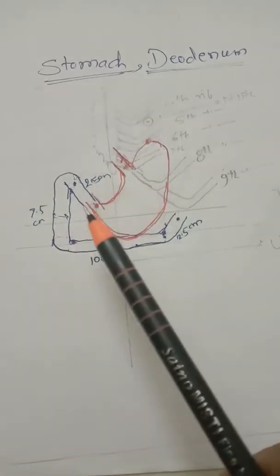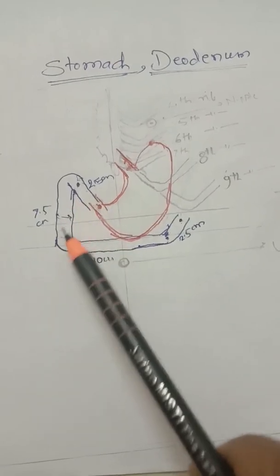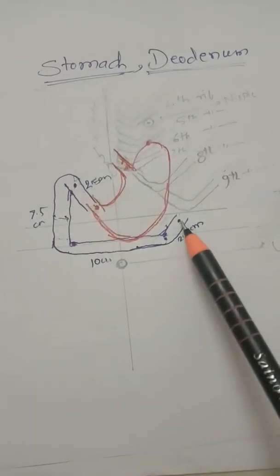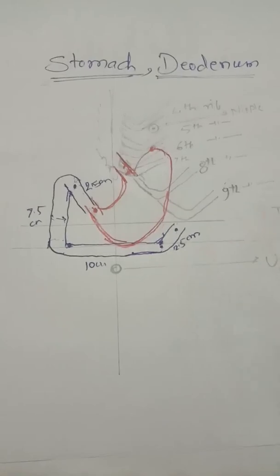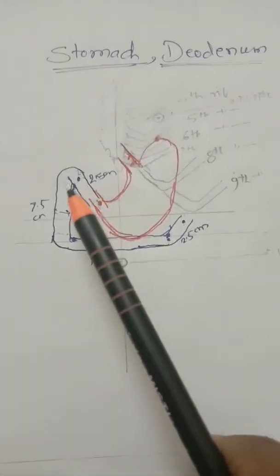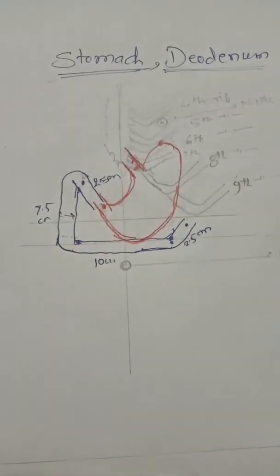So that is the first part, this is the second part, this is the third part, and that is the fourth part of the duodenum. So that is the surface anatomy of the duodenum.